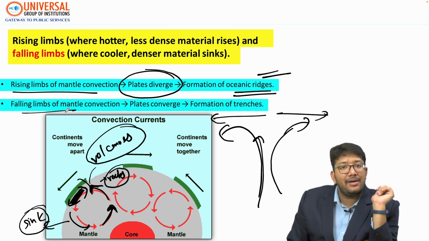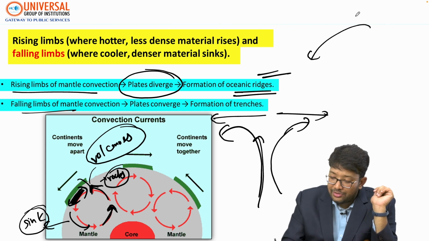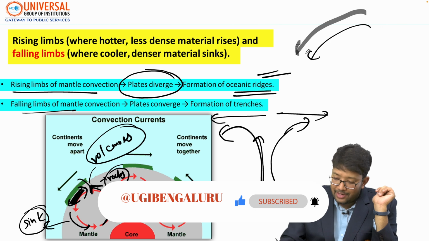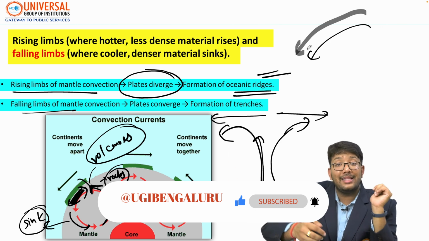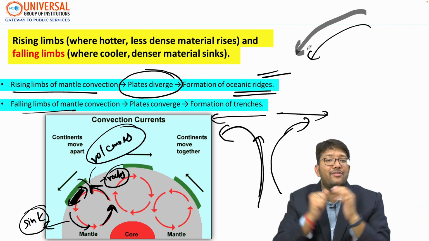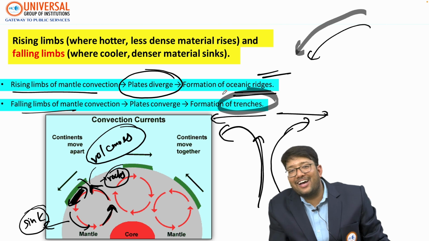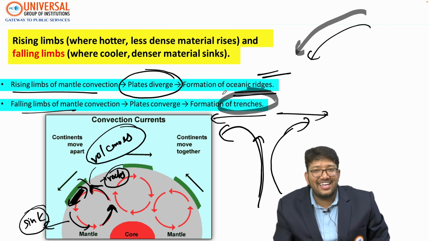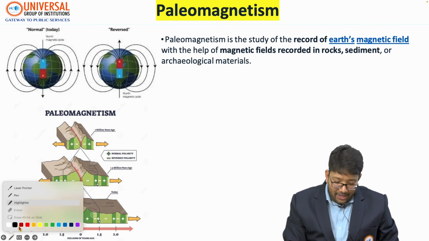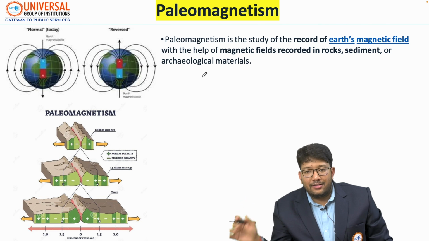And the falling limbs of mantle convection, what will happen? If the limbs are falling, don't you think it will carry the rocks along with it? The plate boundary will also go down, the plates will also go down. Then trenches will be formed. Remember, this is a convergent boundary, this is a divergent boundary. Okay, the formation of trenches: the Mariana Trench is the deepest trench in the world, like I have repeated 7 to 8 times now. You have to remember that. Fine. Paleomagnetism. What is paleomagnetism? I will talk about paleomagnetism in detail later.